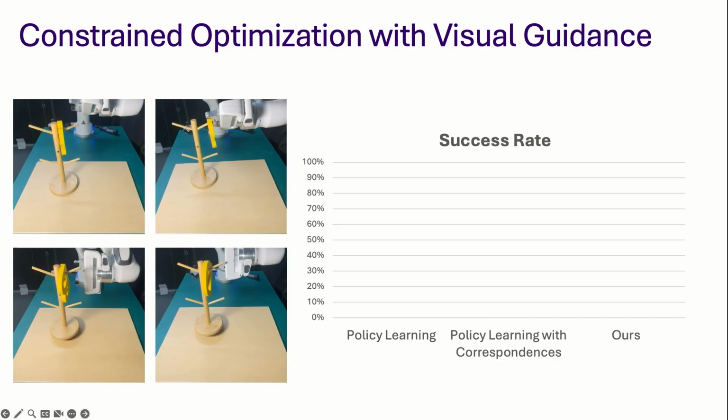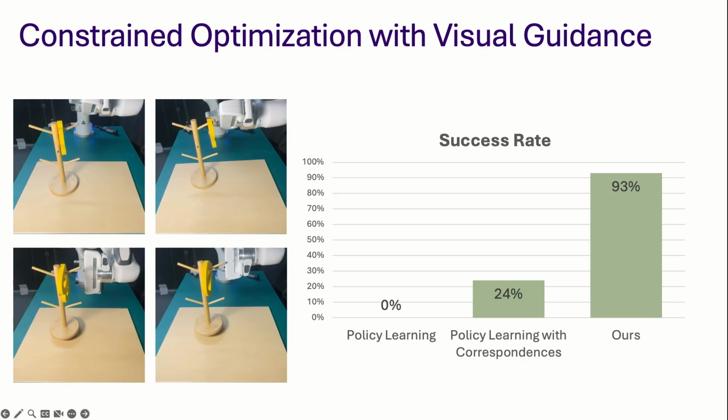So here's some comparison with other alternative approaches. For example, if you directly do policy learning without any visual guidance, you get something like 0% because we only have one single demonstration. If you augment the system with the visual correspondence map that I've been showing you in the policy learning framework, you get slightly better accuracy, like 24% in terms of success rate. And our system gives you 93% in terms of overall success rate.